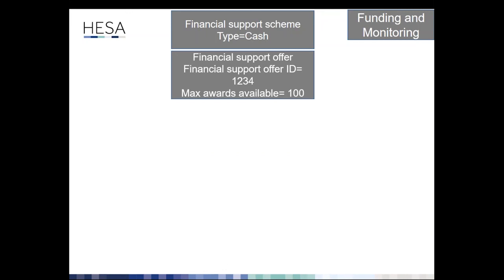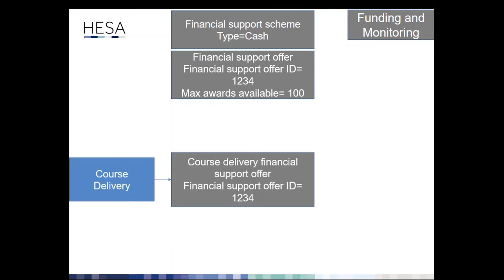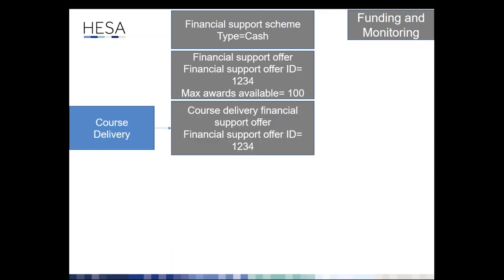Then, like I said, this bit's optional, but you can associate that with a particular course delivery. So in this example, you set up your course delivery financial support offer, associate it with the course delivery, and link that back to the financial support offer. So we know you've got 100 awards available to students on that course delivery.